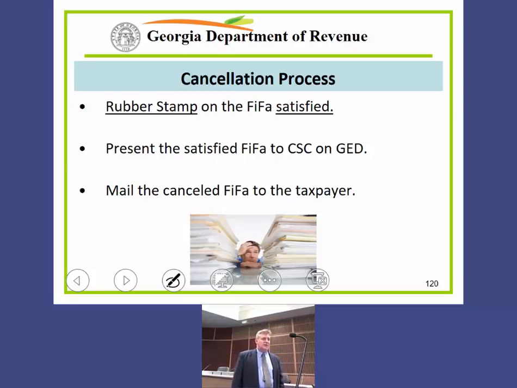In a nutshell, that's delinquent tax collection. As I mentioned, we really skimmed the top, and we could talk about it for 2.5 days, easy. So, any questions?